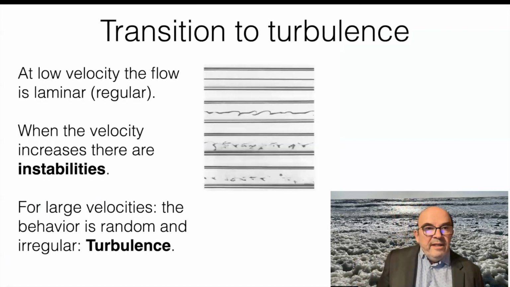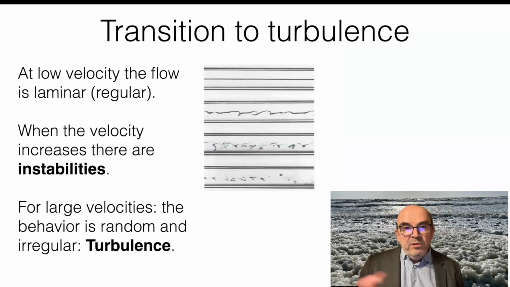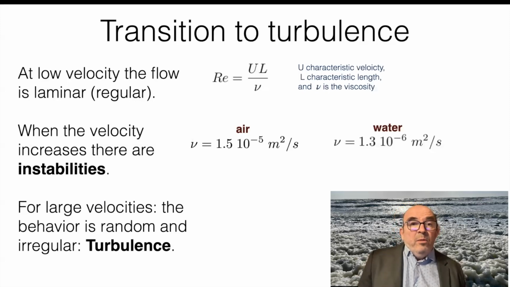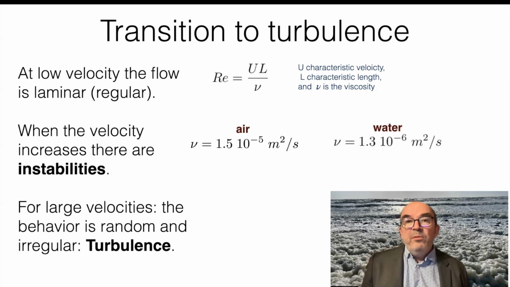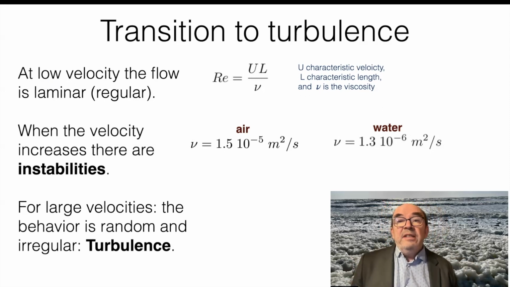So the idea is that at low velocity, you have a regular flow. Then you have instabilities when you increase the velocity, and then you have a transition, and then it belongs to the field of turbulence. And the number which is proposed is called the Reynolds number. So it's a number which has no dimension. It's a product of a characteristic velocity times a characteristic length divided by the viscosity.